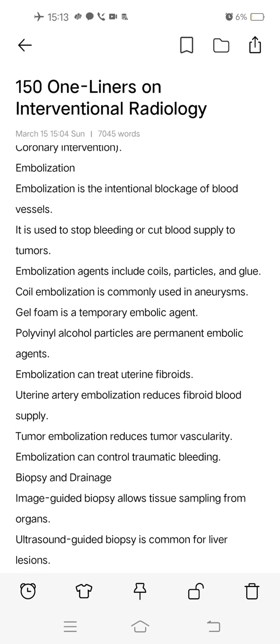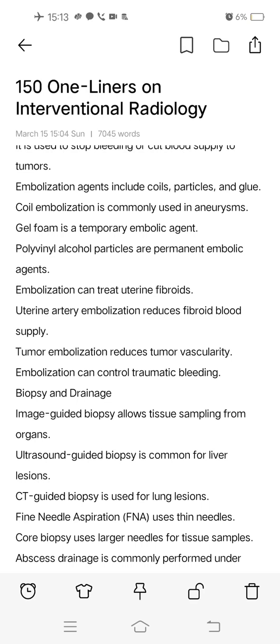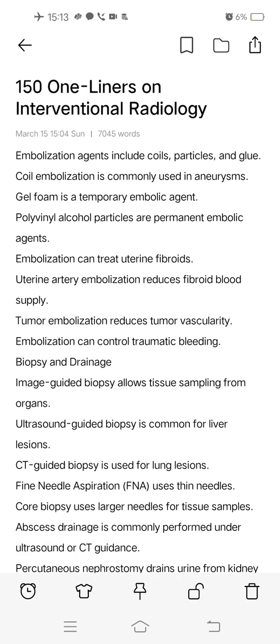Embolization can treat uterine fibroids. Uterine artery embolization reduces fibroid blood supply. Tumor embolization reduces tumor vascularity. Embolization can control traumatic bleeding.